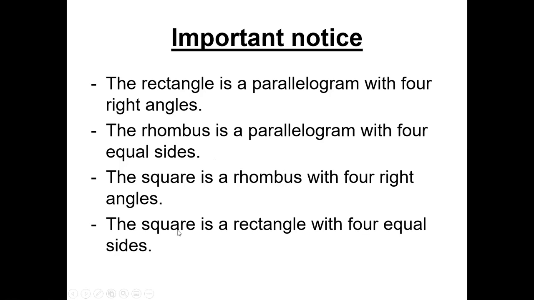The fourth, the square is a rectangle, but with 4 equal sides. Also, guys, in the square, we have 4 right angles like the rectangle. Both of them have 4 right angles, but the only difference between them is that in the square we have 4 equal sides. Again, the rectangle is a parallelogram with 4 right angles. The rhombus is a parallelogram with 4 equal sides. The square is a rhombus with 4 right angles. And the square is a rectangle with 4 equal sides.